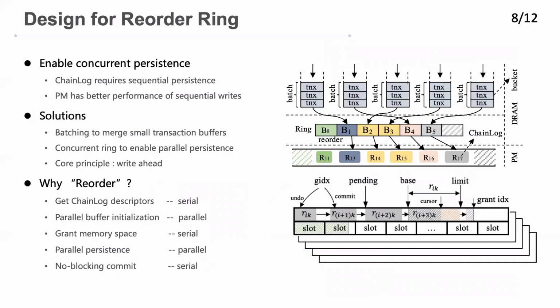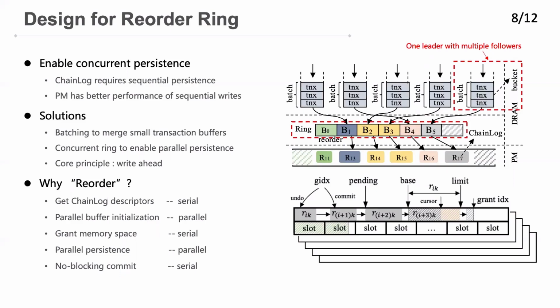Another problem is the chain lock item should be sequentially persisted to enable a simple and fast recovery. We give two optimizations to speed up the persistence. The first is the batching to merge small transaction buffers to reduce random writes. And the second is the concurrent ring to control the concurrent writes. The algorithm consists of multiple concurrent buckets, each of which has one leader thread and multiple followers. The leaders harvest all transaction buffers from the followers and merge them as a larger one.